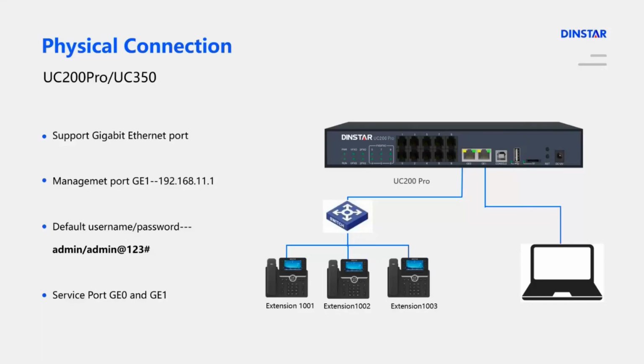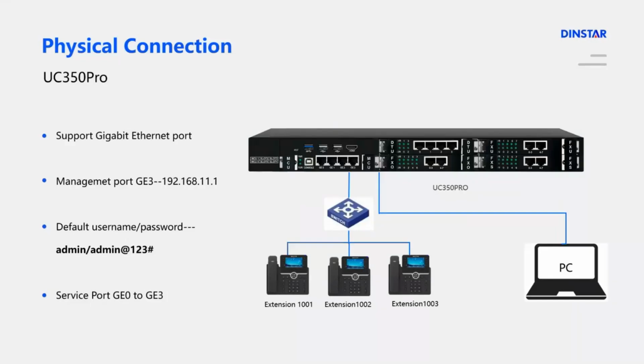And for UC315 Pro, the management port is changed. G3 is the management port, and the service ports are G0 to G3. So the first time, we have to connect to the device with a PC under the same switch, or connect directly to access our device.